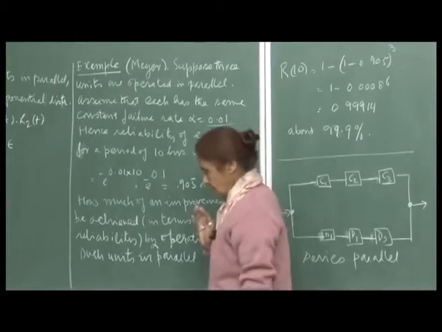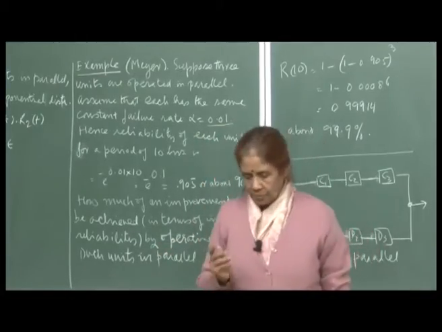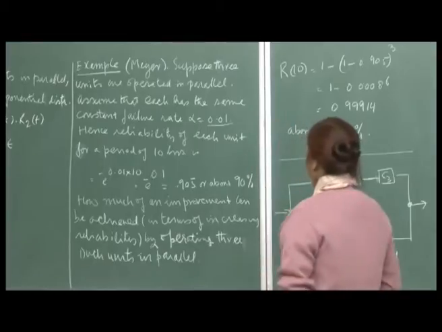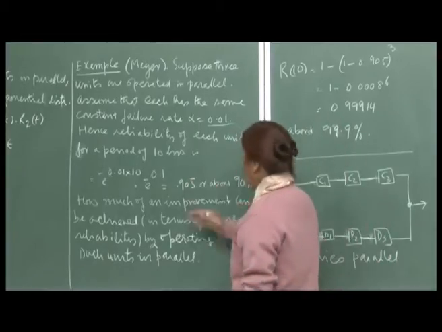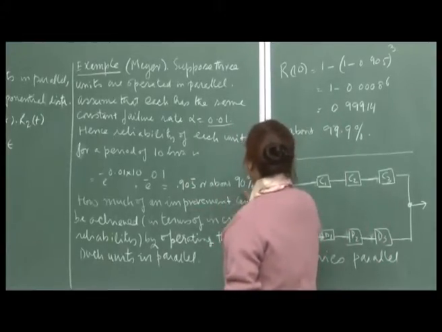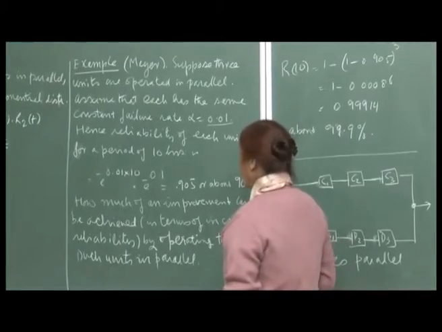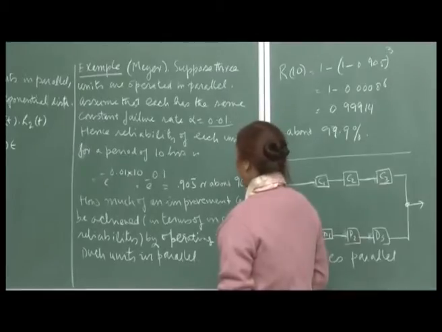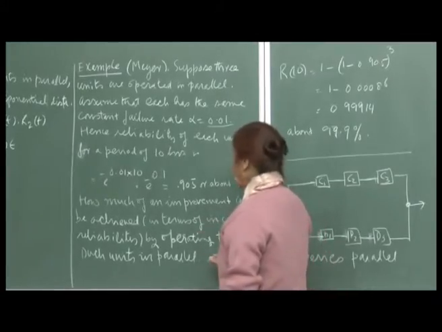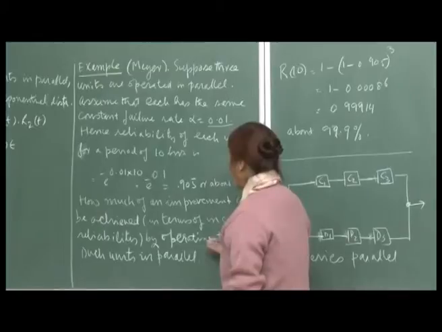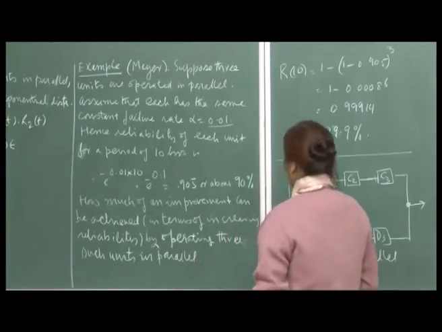So, if each component is functioning by itself, then the reliability, that it will not fail in a 10-hour period, is 90%. Okay. Now, how much of an improvement can be achieved in terms of increasing the reliability of the system by operating 3 such units in parallel?